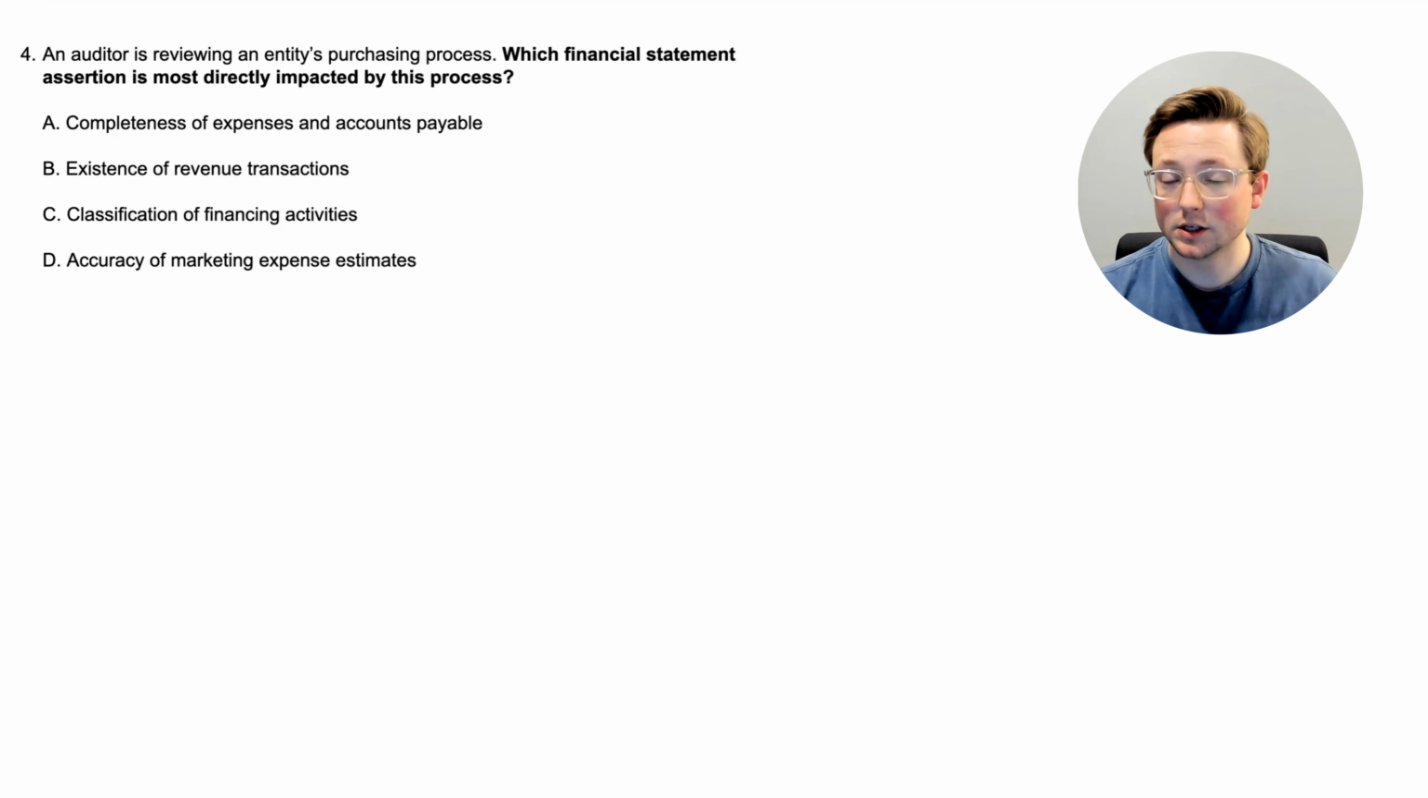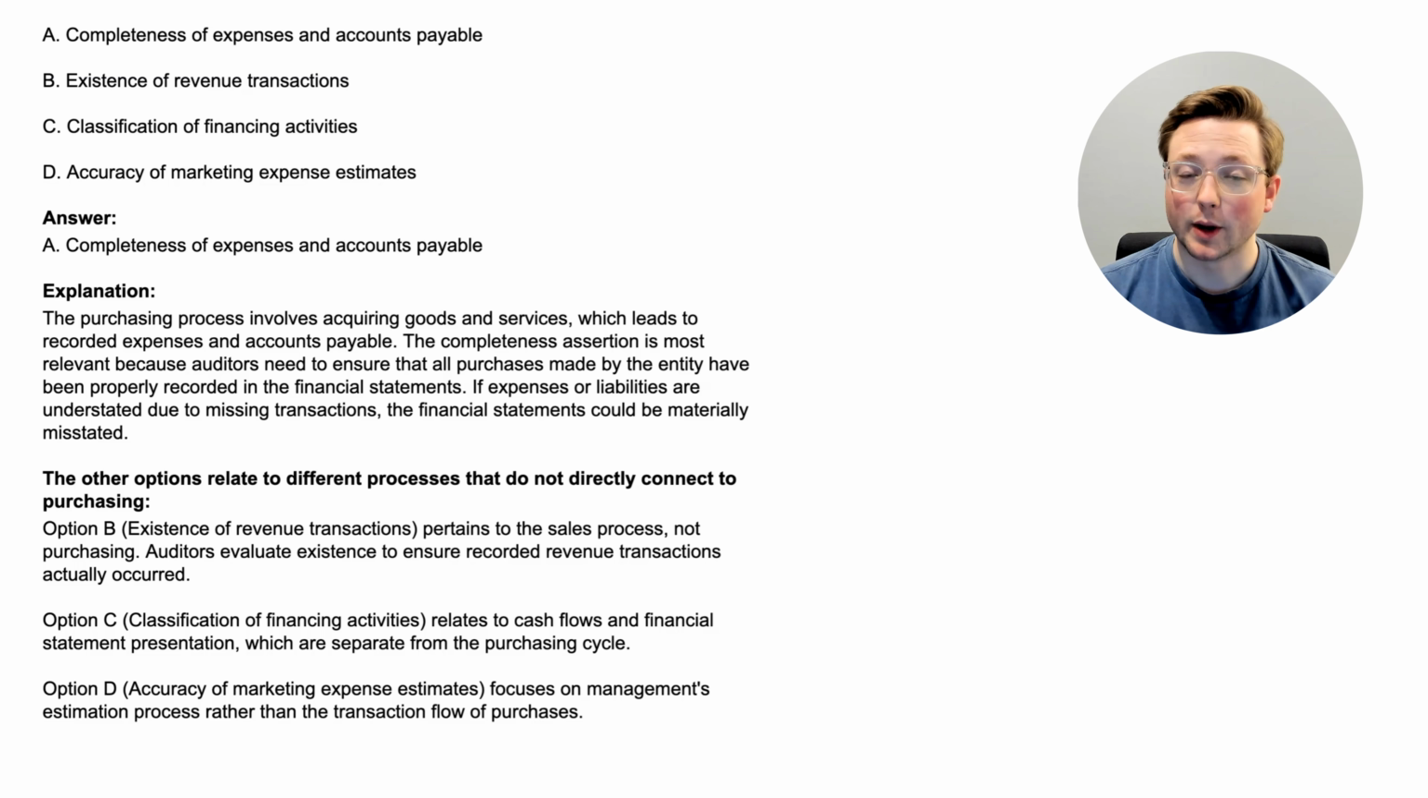Okay, so we talked a little bit about the financial statement assertions in question 2. So if you got a little bit of an idea about those in that question, or if you already know about it, that's great. Maybe pause the video and think through this. If not, let's go ahead and dive into the answer to learn more about it. Okay, here we are. The answer is A, completeness of expenses and accounts payable. So let's walk through the explanation.